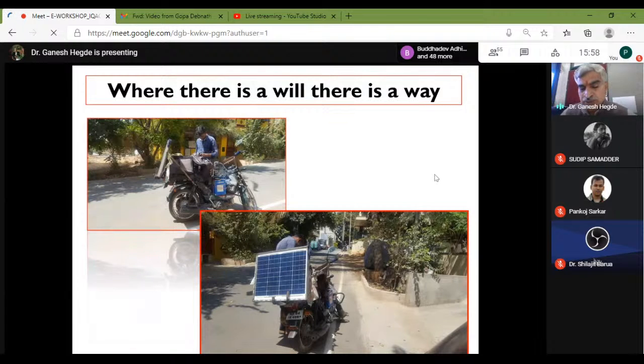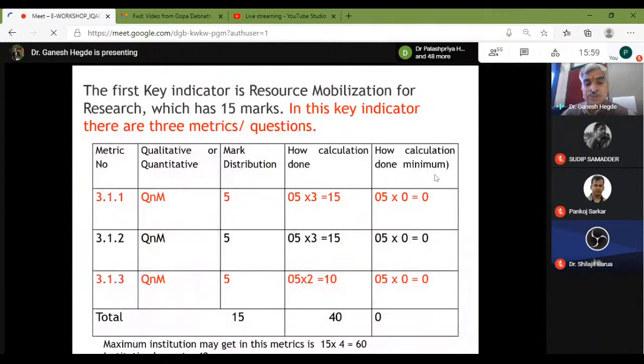This is one small picture I wanted to share with you, that the locals of India can think differently. Why can't our faculty members think differently and act positively? So how will the key indicators of the third criterion be validated?